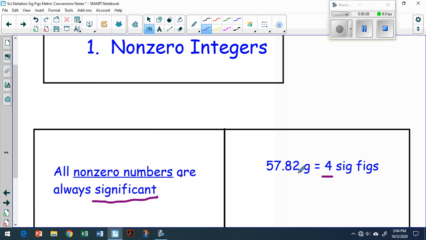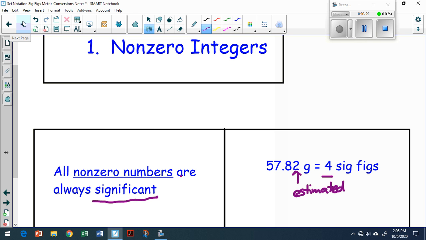What this is really saying is that I know the 5, the 7, and the 8 are for sure, and the 2 is the estimated digit. Whether that is a scale that is doing it or someone reading a triple beam balance, the 2 is the estimated digit, and we consider that part of the significant measurement.